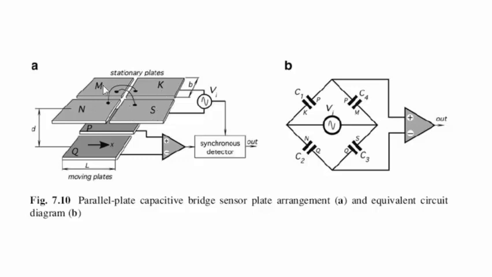Some other packages are also available where n number of plates can be observed in the package. So a parallel plate capacitive bridge kind of structure, or sensor plate arrangement, we can see in figure A. So M, K, S and N, these are the four capacitors connected to each other, that is C1, C2, C3 and C4 in bridge configuration, and the two terminals of C1 and C2 and C3 and C4 are connected with the voltmeter.